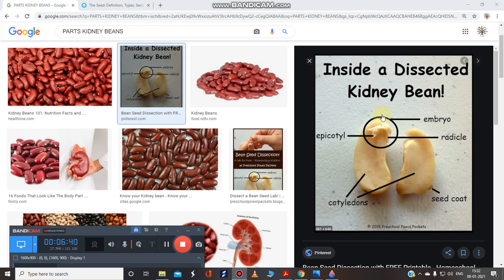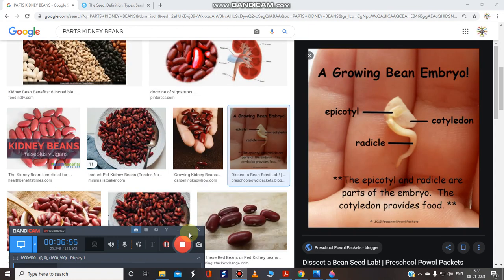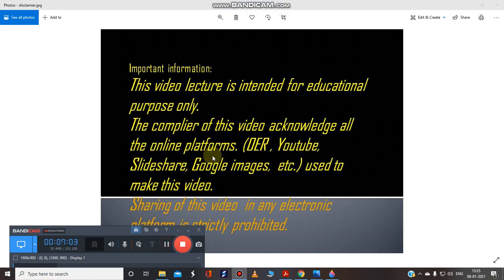Just see the structure of this kidney bean. This is the epicotyl, then the radicle, the embryo part is there. These are the cotyledons, and externally the seed coat is there. This is the example of your kidney bean. And at the growing stage, if you see, this is the radicle at the growing stage of the bean. This is the epicotyl, this is the cotyledon part.